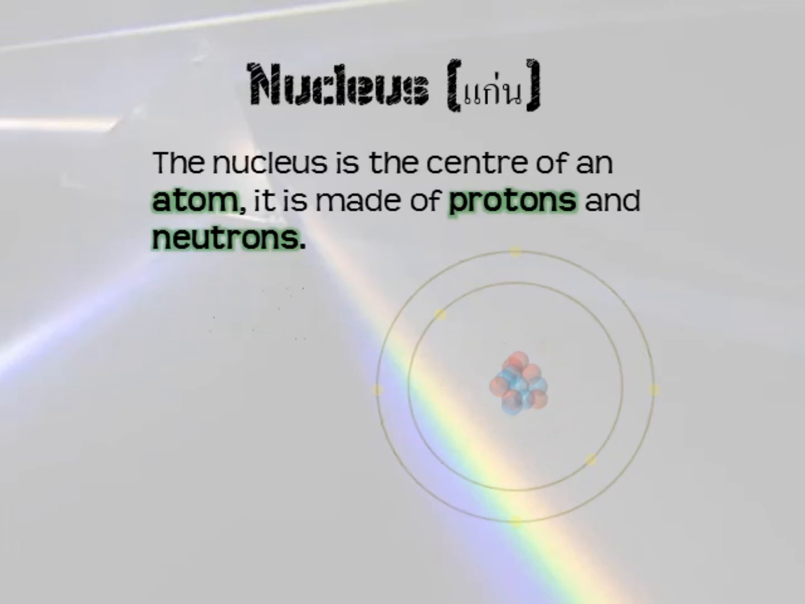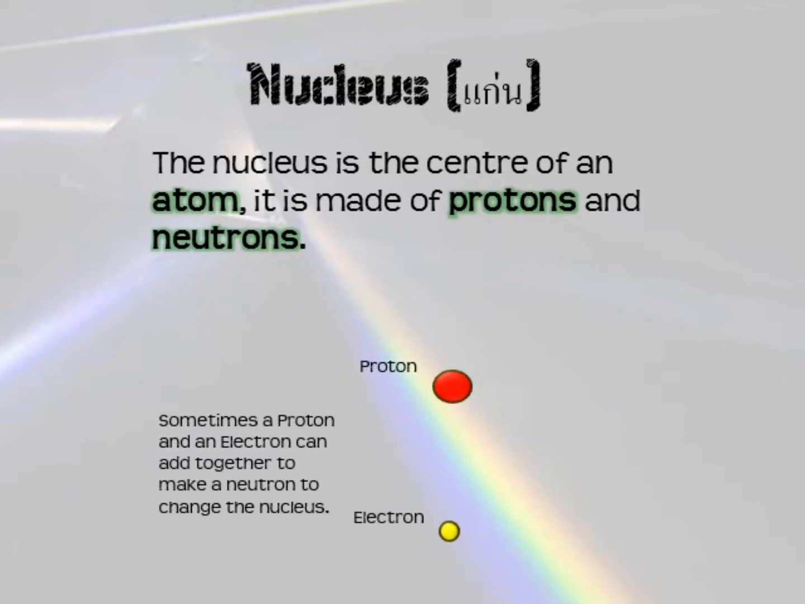So sometimes in the nucleus of an atom, strange things happen. So for example, you can sometimes get a proton and an electron coming together to form a neutron in the nucleus. And that is just one of the strange nuclear reactions which happen. And yes, that is where we get nuclear energy from.